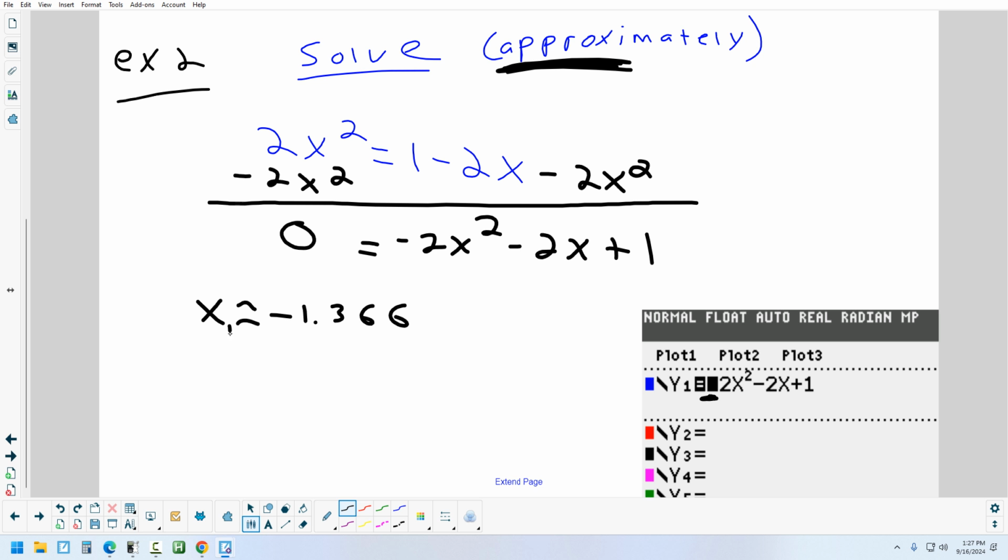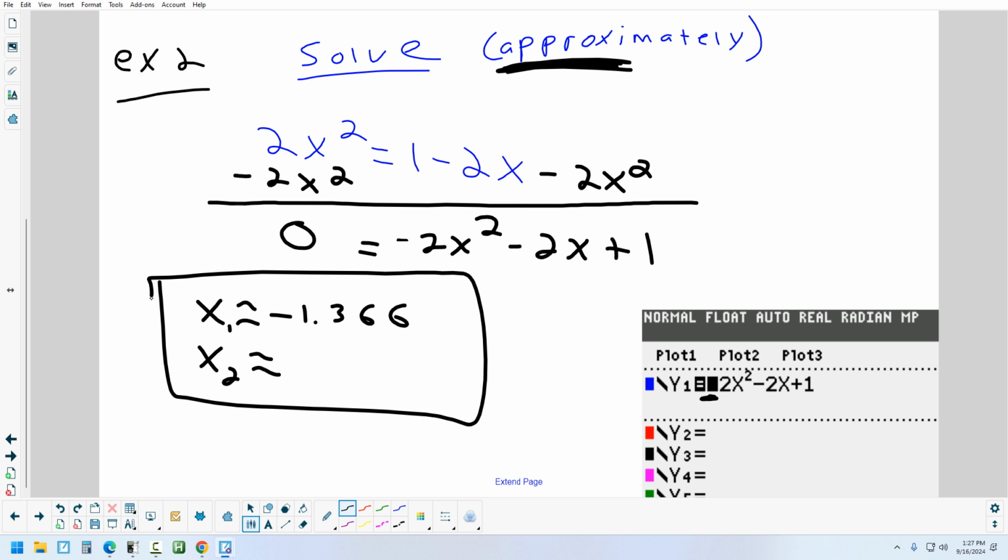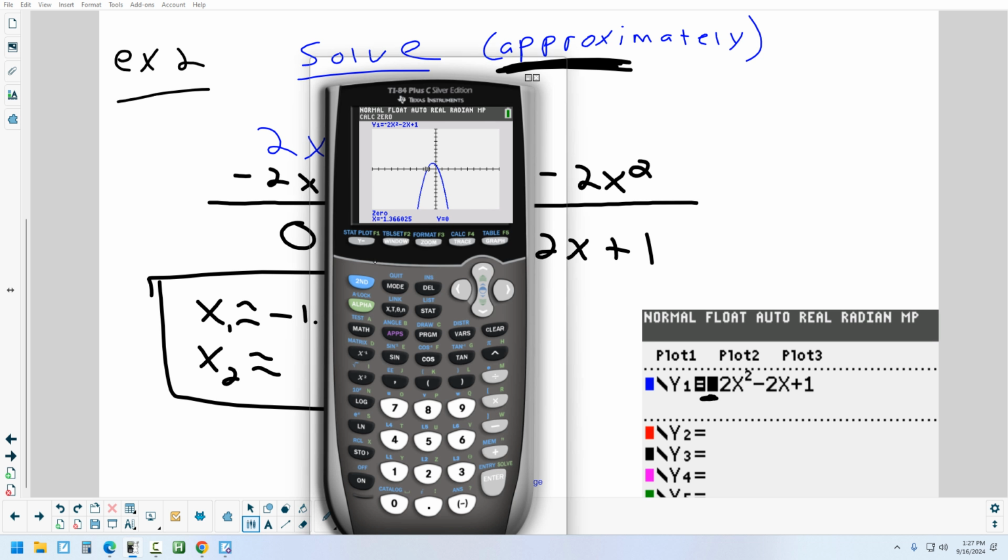The test will always tell you how many decimal places to round to. I'm not getting this. I don't know why. You're not getting that answer? No.